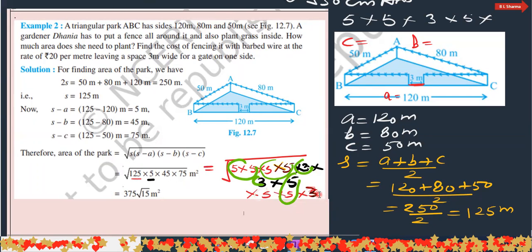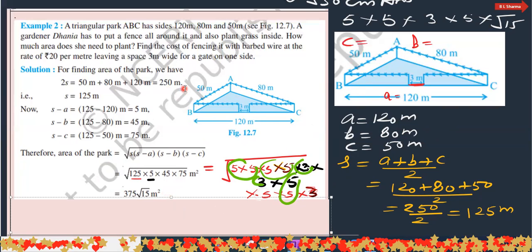There is no pair for this 5 and 3, so we write 5 into 3, that is 15, inside the root. Then you write 5 into 5 into 3 into 5, that is 375. So we can write here 375 square root of 15 meter square is the area of the park, and this is the answer of the first part of this question. The area of the whole park is 375 root 15 meter square.